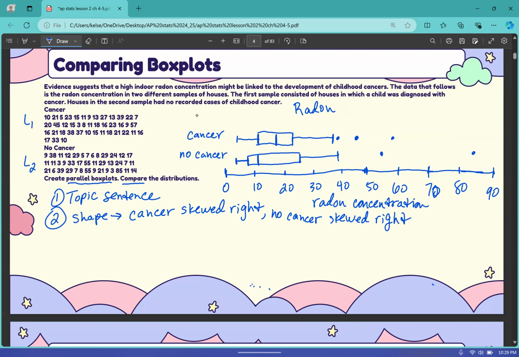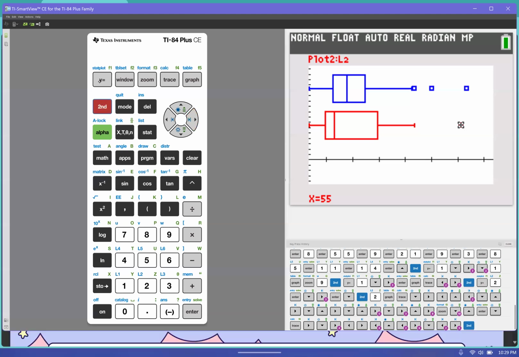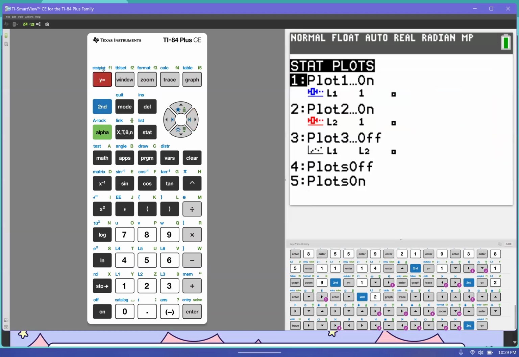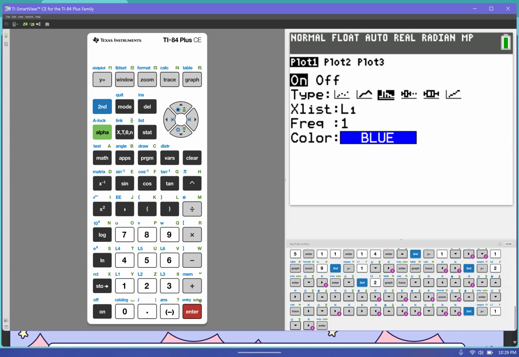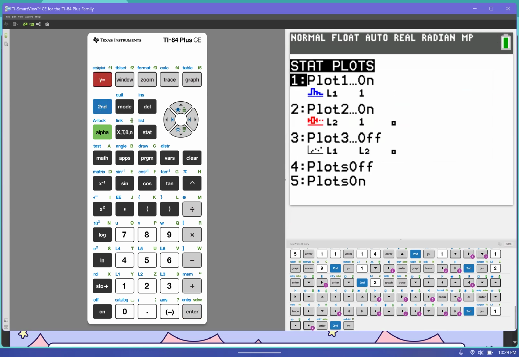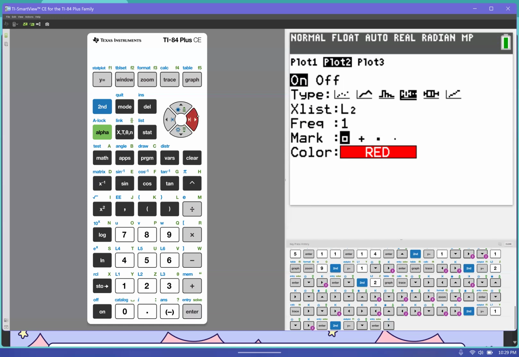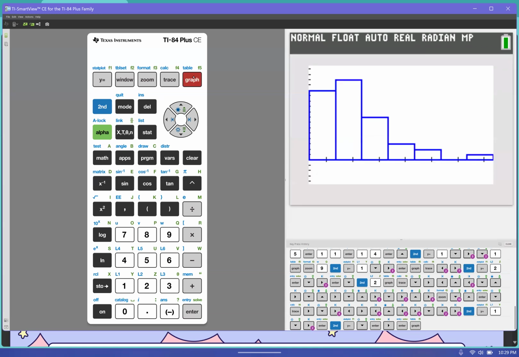And as always, I also like to use my graphs. I'll go back to stat plot and go to plot number 1 and change it to a histogram. Then go back to stat plot again, and for just a moment, you could turn plot 2 off real quick, just to see. Then we can graph here. So look, there's the Cancer ones. We can see that there's a tail to the right, so it's skewed right.